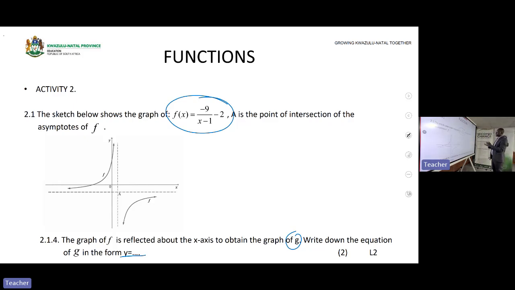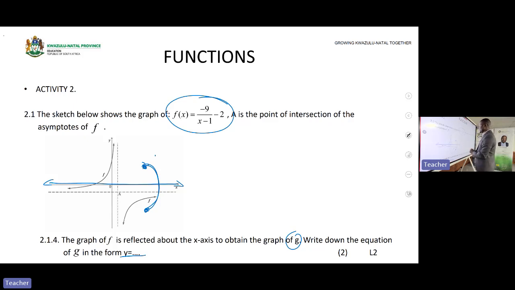So for us, it's very simple. When you are saying something is reflected about the x-axis, we just look at your x-axis here. So when we say something is reflected about the x-axis, it means it is moving from this point to this point. And when you move from this point to this point, from the first quadrant, in fact, to this fourth quadrant, you then what?